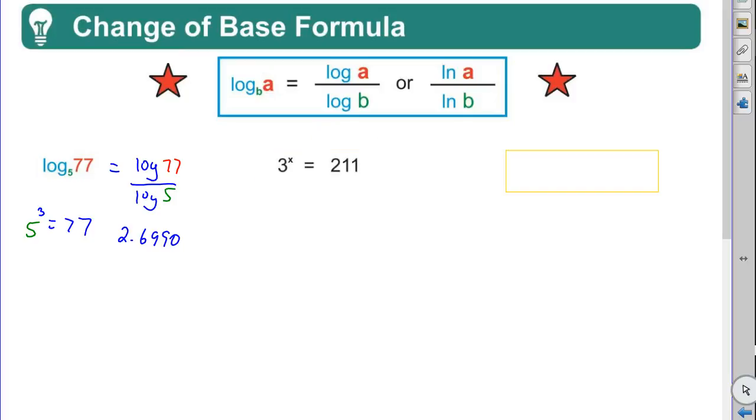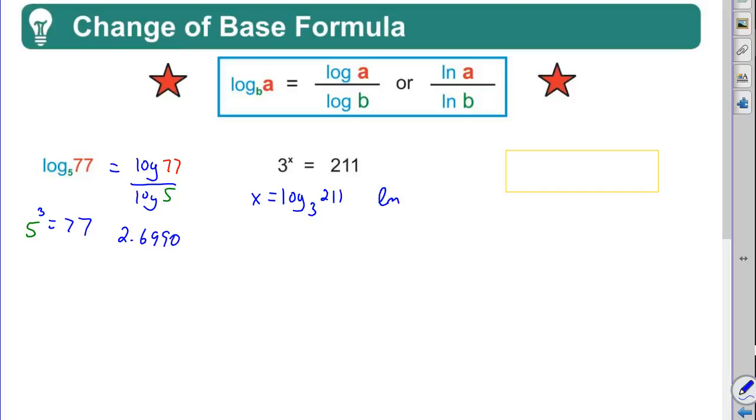Now, look at this exponential. Say, oh no, what do I do? I have no idea what to do. Well, change it to a logarithm. Change it to a logarithm, right? This logarithm is going to be, exponent first, x equals the logarithm of subscript 3 to 11. Okay, so now let's use the change of base formula.